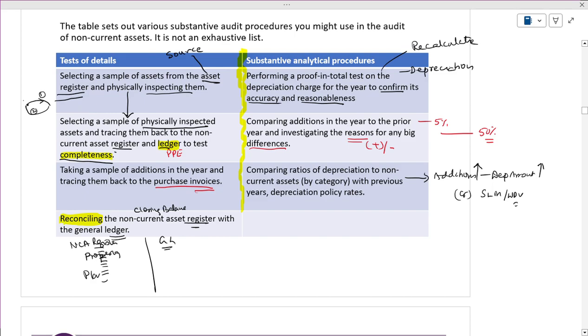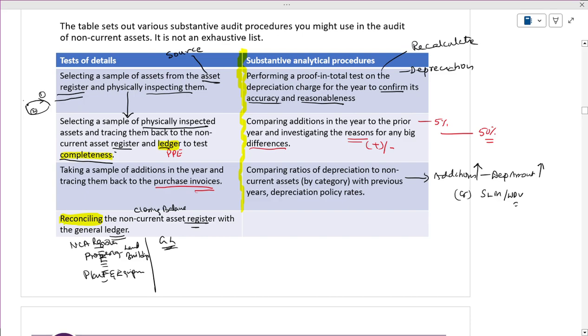There is something with respect to plant and equipment. We will not have just one; we will have multiple properties. If you have property, you have the land, you have the buildings. You are reconciling the land, buildings, property and equipment from the register, and you are comparing with the general ledger.